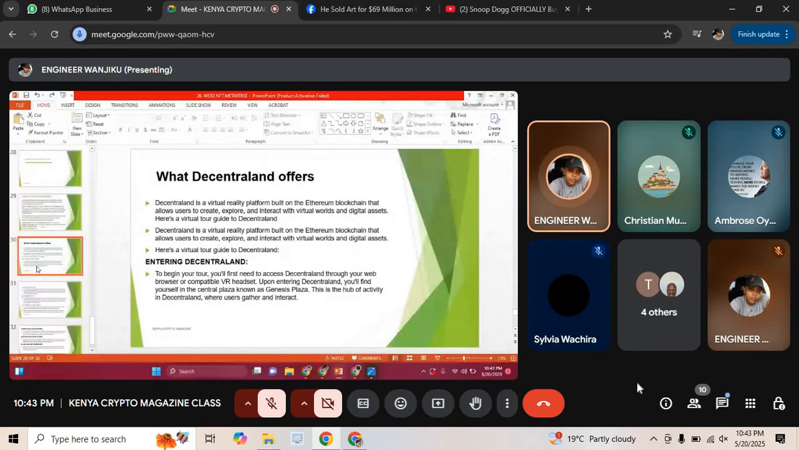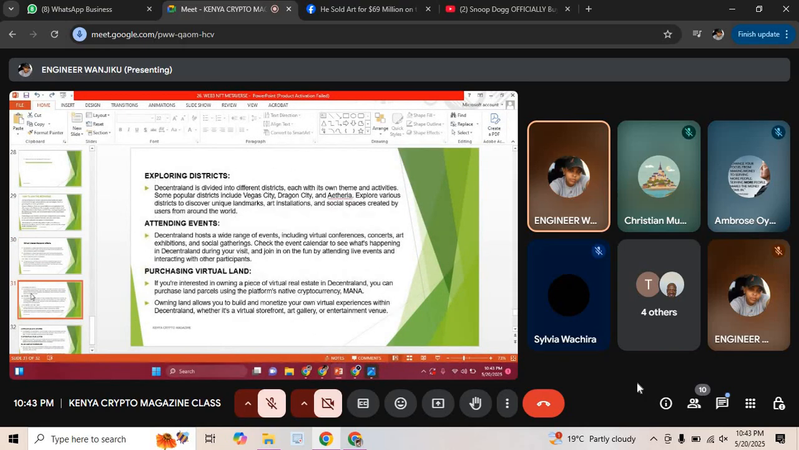On entering Decentraland, to begin your tour, you first need to access it through your web browser or a compatible VR headset. In this case, we shall use just our web browser because we don't have a VR headset. But if you have one, you can access Decentraland using your VR headset. Upon entering, you'll find yourself in a central plaza known as Genesis Plaza. This is the hub of activity in Decentraland where users gather and interact.